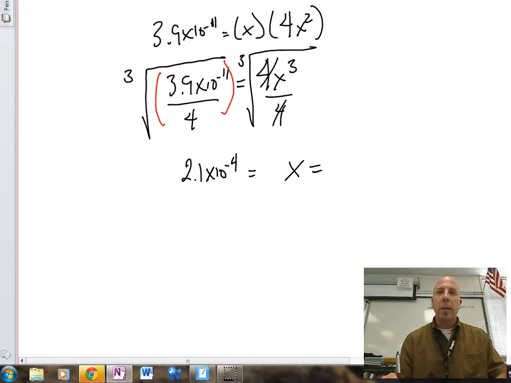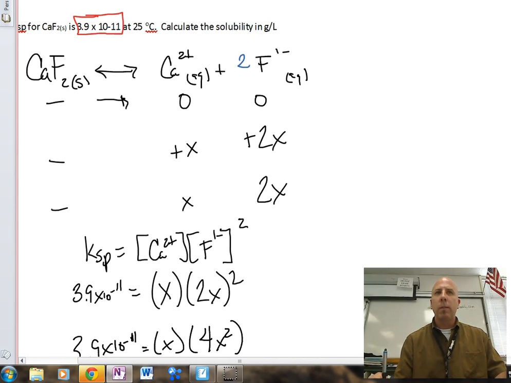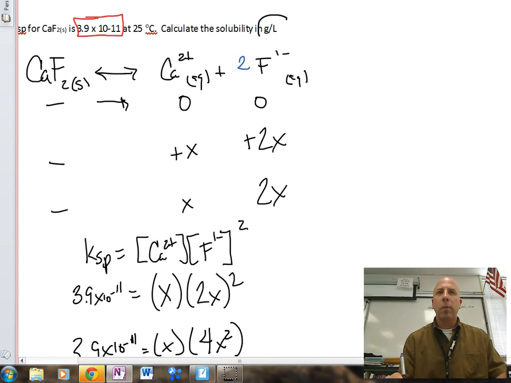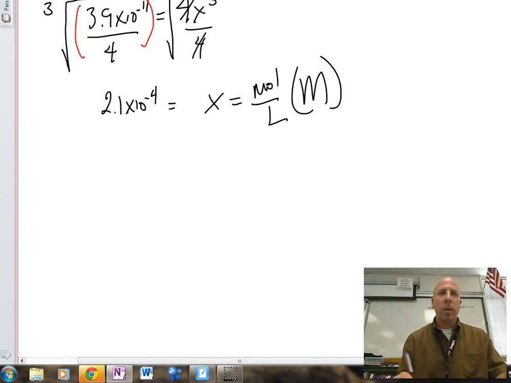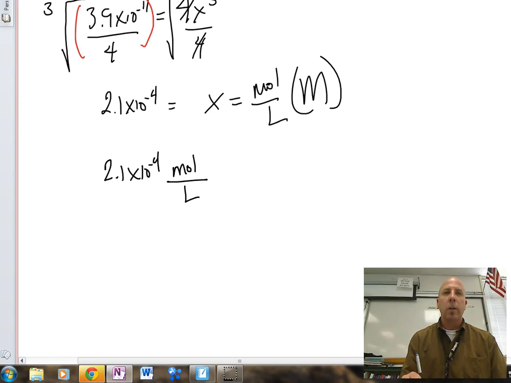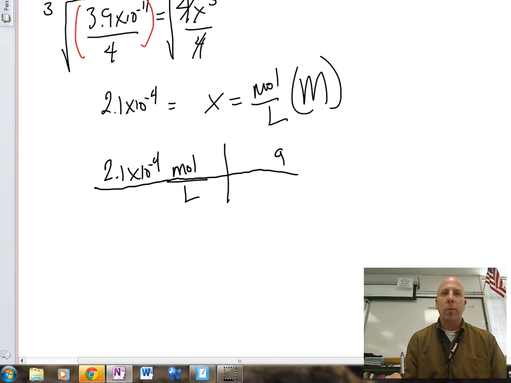Now, this is going to be equal to moles per liter. This is our molar solubility. And so I'm just going to scroll up here to the top, and I believe it asked me for grams per liter. So what we're going to do then is take this value of 2.1 times 10 to the negative 4th moles per liter, and convert this to grams.